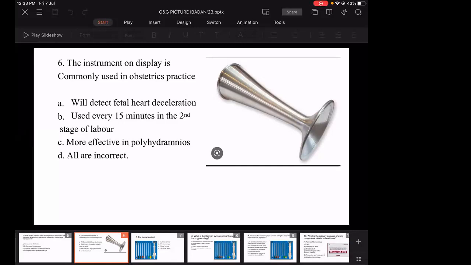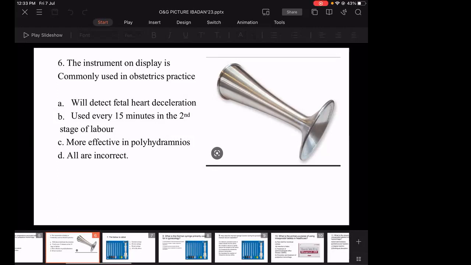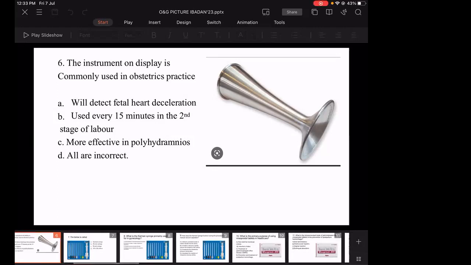Then B, it is used every 15 minutes in the second stage of labor. Is this true? No. Every how many minutes? 30 minutes. Yes. Then C, more effective in polyhydramnios. No. Then that means all are incorrect. Yes. So D is the answer.